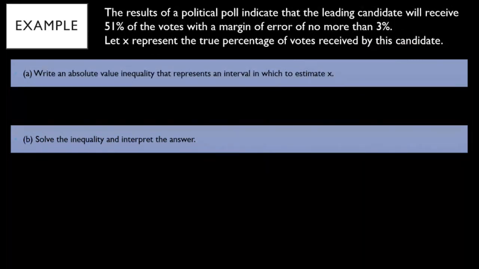So, last one here, and this one is actually very similar to what you see in real life. You actually deal with absolute value inequalities in real life, and you have no idea. So the results of the political poll indicate that the leading candidate will receive 51% of the votes with a margin of error of no more than 3%.